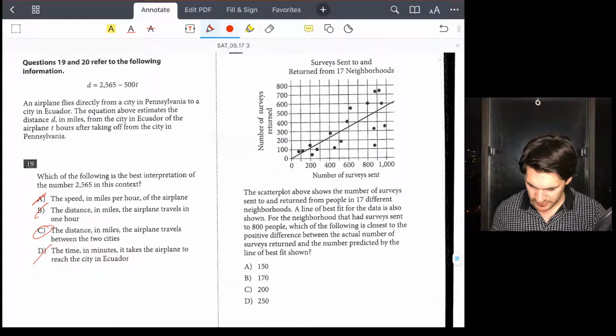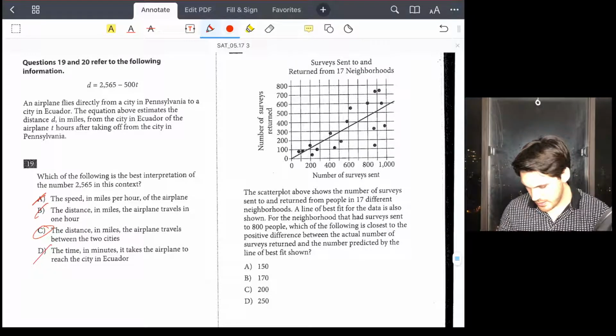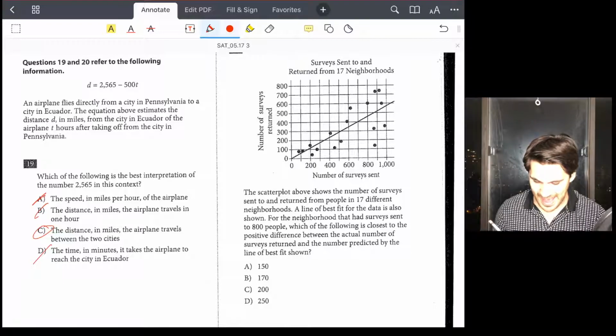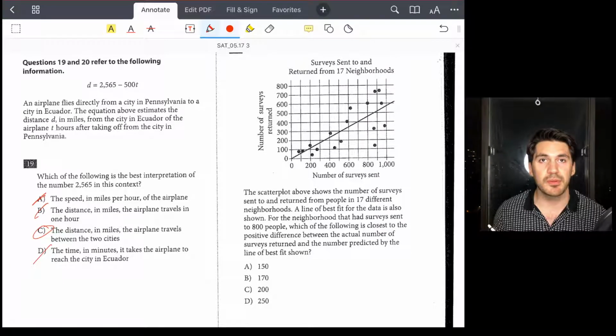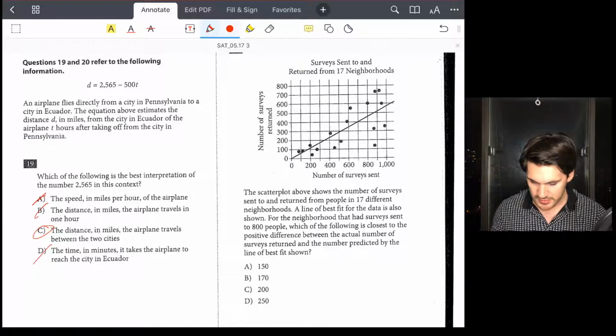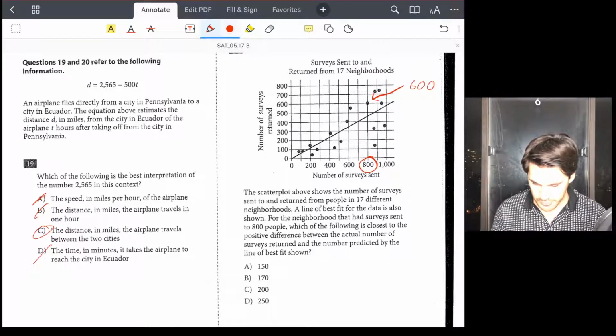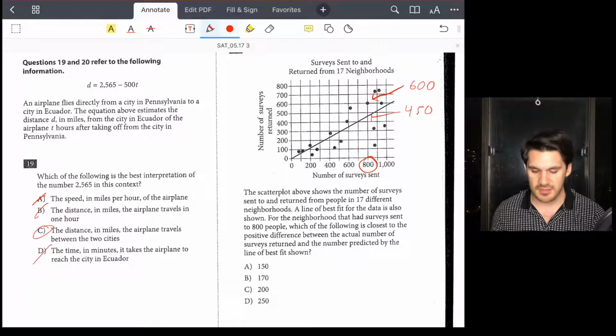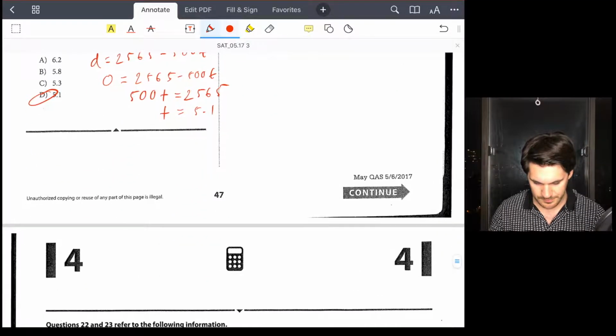Okay, number 21, a bunch of info, but basically, let's see. For the neighborhood that had 800 people, what is closest to the positive difference between the actual number of surveys returned and the number predicted by the line of best fit shown? So at 800, that's right here. The actual is the dot, which is 600. The predicted by the line is right here, which looks about 450-ish. So we're just going to do 600 minus 450, which will give us 150 as our answer.